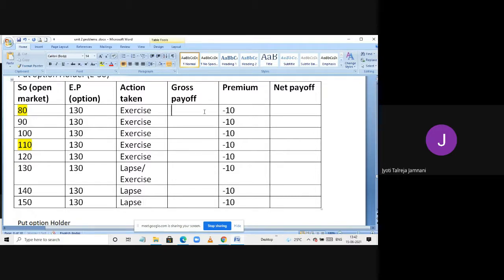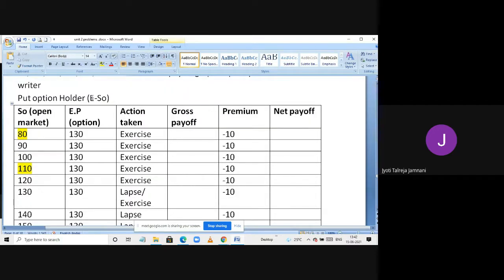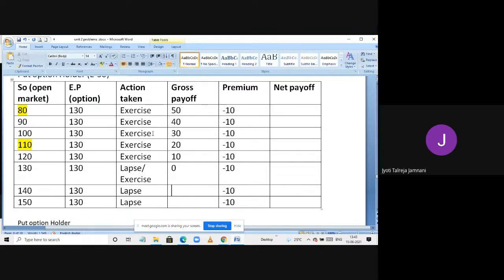And now we'll see the gross payoff, which is again E minus S naught. So 130 minus 80, gain is 50 rupees. Then 130 minus 90, 40 rupees. 130 minus 100, 30 rupees gain. 130 minus 110, the gain is 20. 130 minus 120, the gain is 10. 130 minus 130 is 0. 130 minus 140, now this is lapsed, so we cannot take minus 10, minus 20. When it is lapsed, the option has not got exercised, so no profit, no loss.